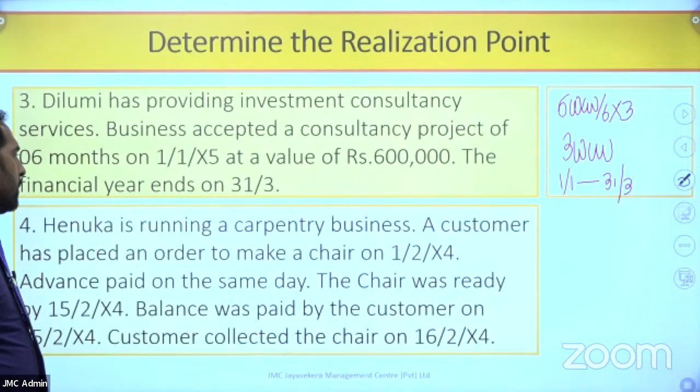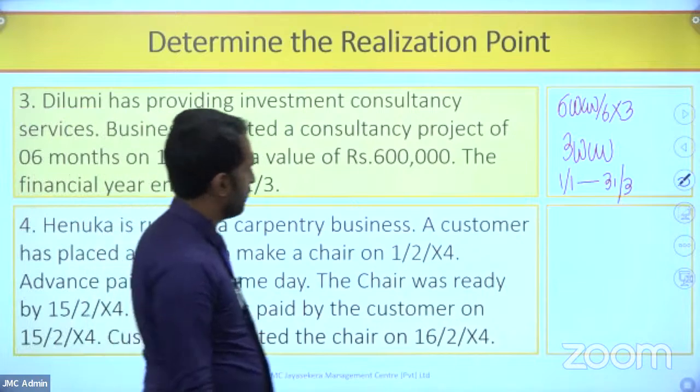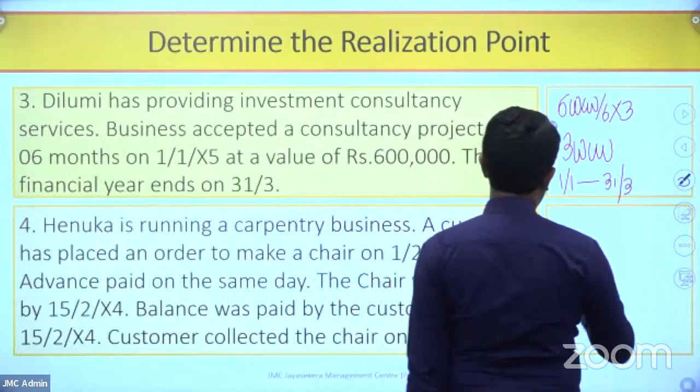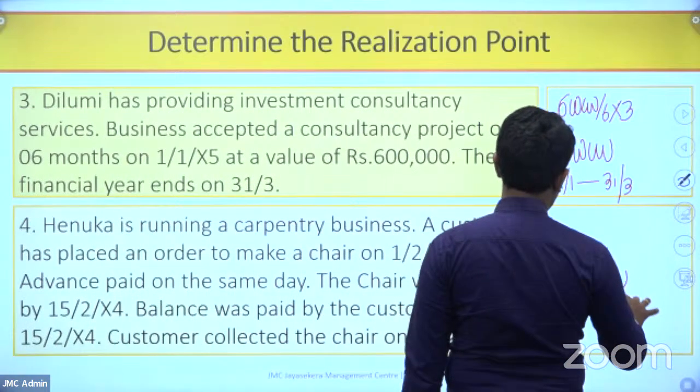Henuka is running a carpentry business. A customer has placed an order to make a chair on 1st of February. Advance paid on the same day. The chair was ready by 15th of February. The balance was paid by the customer on 15th of February. The customer collected the chair on 16th of February. So you have to recognize the revenue on 16th of February.